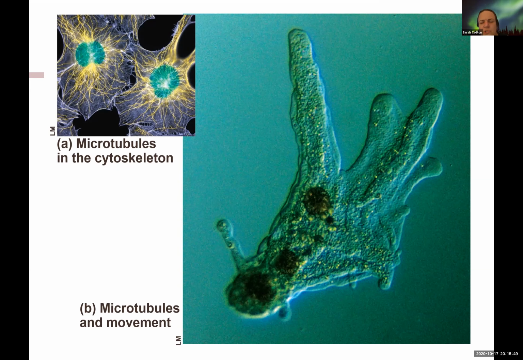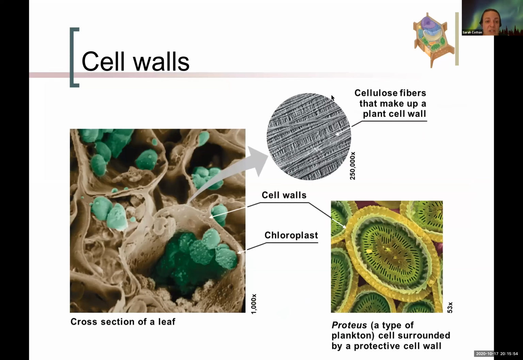How do cells maintain their shape? Plant cells partly maintain their shape using their cell walls. Here are some pictures of cell walls. Cell walls are found in plants, in fungi, and in a bunch of protists. Not in animals, though. No cell walls in your cells. They're rigid, and they provide a certain amount of structural support around the outside of the cell.